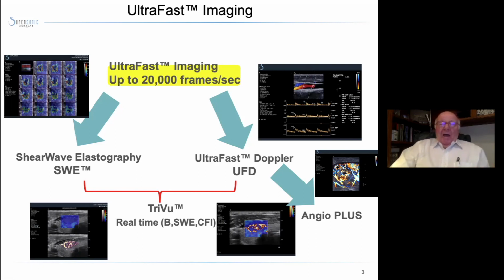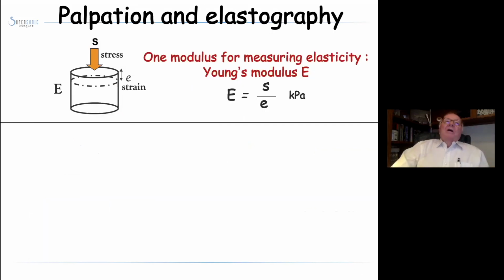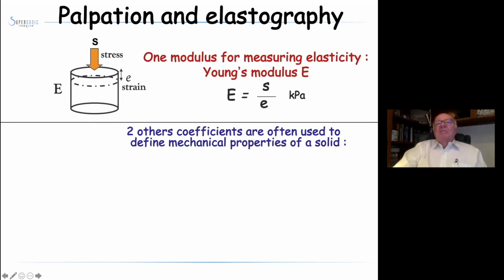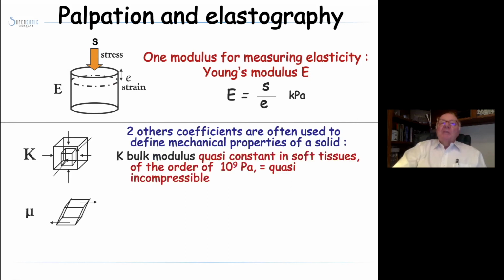So how can this be applied? It can be applied on lots of various organs, but we have focused this technology on the liver, looking at how to assess stiffness. Stiffness is in fact the Young's modulus. It's the ratio of a stress applied to a piece of material divided by the strain that this material is submitted to, and it's measured in kilopascal.